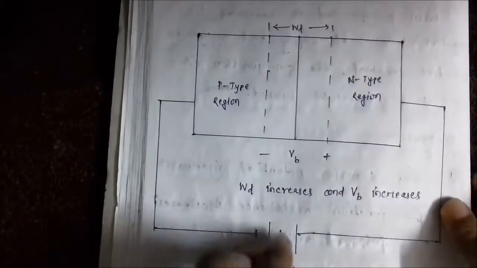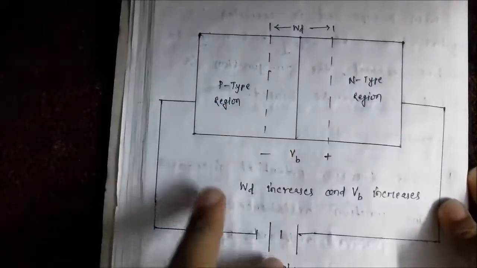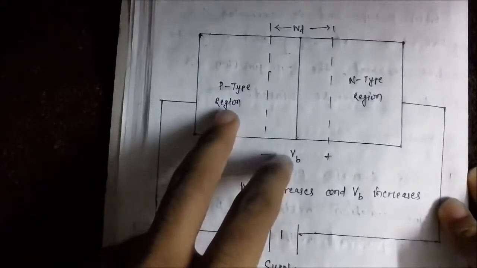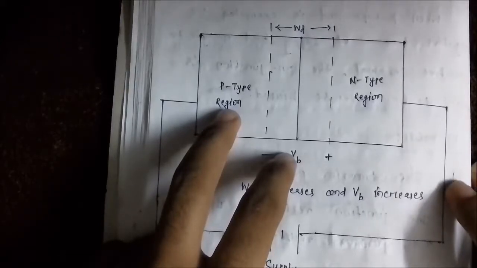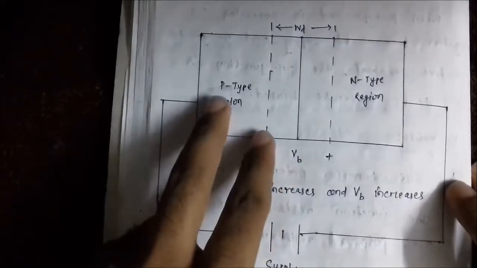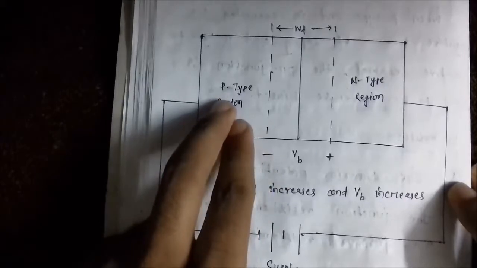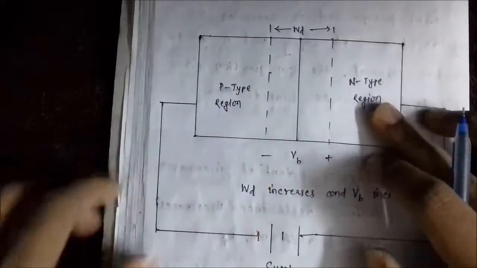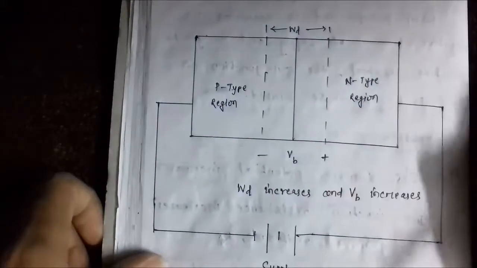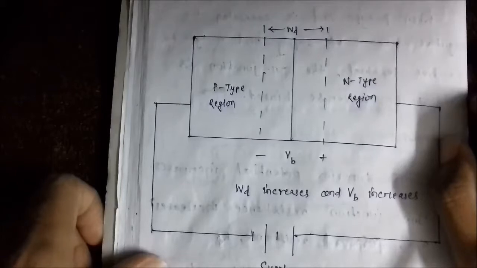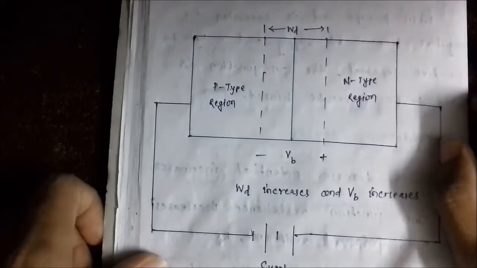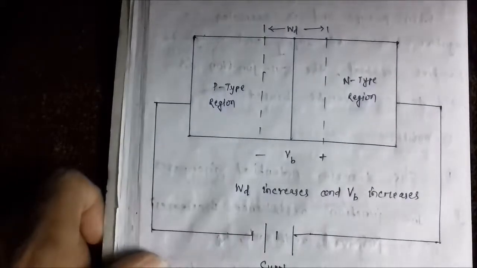Here some amount of current flow takes place because of the minority charge carriers, that is electrons in the p-type region and holes in the n-type region. Now, this current is called leakage current or reverse saturation current, which is very small, in the order of microamperes.